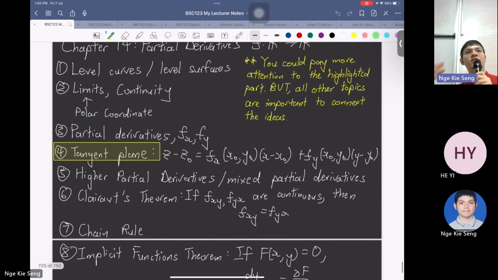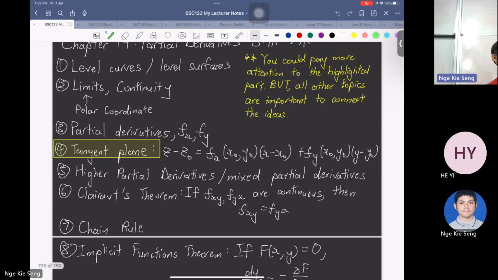Then we look at how the function changes in the x direction and the y direction, the partial derivatives. From these two directions, we build a tangent plane. What does the tangent plane mean? For every curve on your surface, the tangent vector to the curve must lie on the tangent plane.